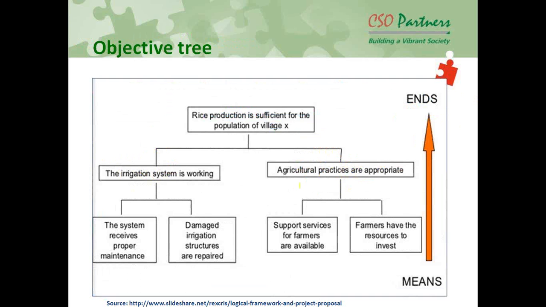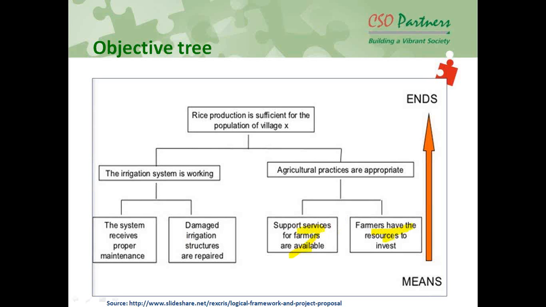Then our objective tree is ready. Now if you look at this objective tree, the activities we do are such that the system receives proper maintenance at the lowest level. So immediately what we'll do is irrigation, maintaining the irrigation system. Then damaged irrigation structures are repaired. You start repairing that. Support services to the farmers, a lot of training, other things you start conducting.